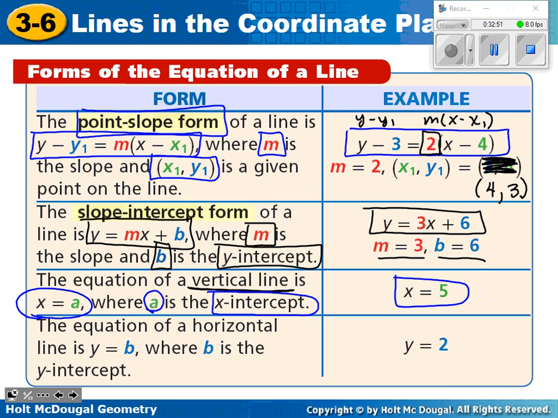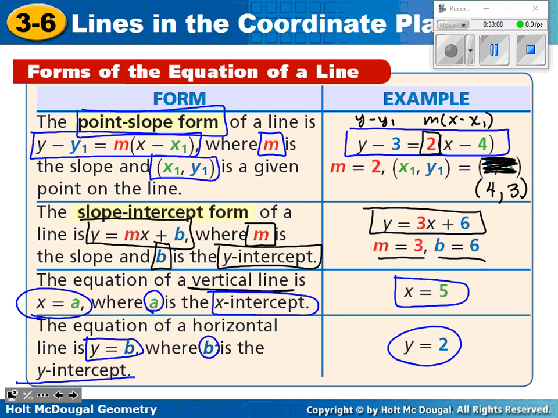Horizontal lines have a 0 slope, so again, they don't fit the mold for these. It's going to be y equals a number, and that number is always going to be the y-intercept. Where is it crossing the y-axis? For example, y equals 2.